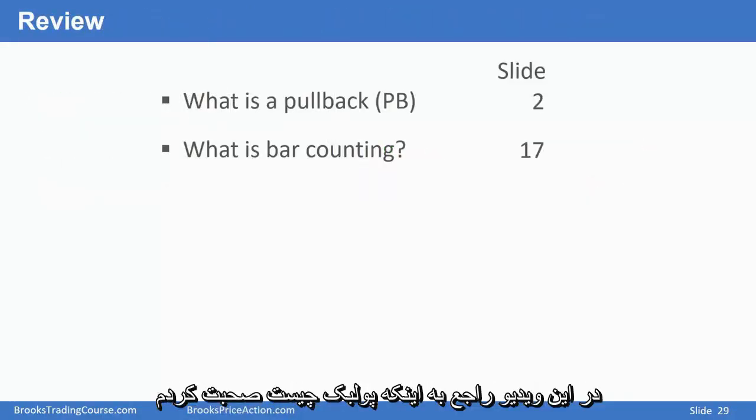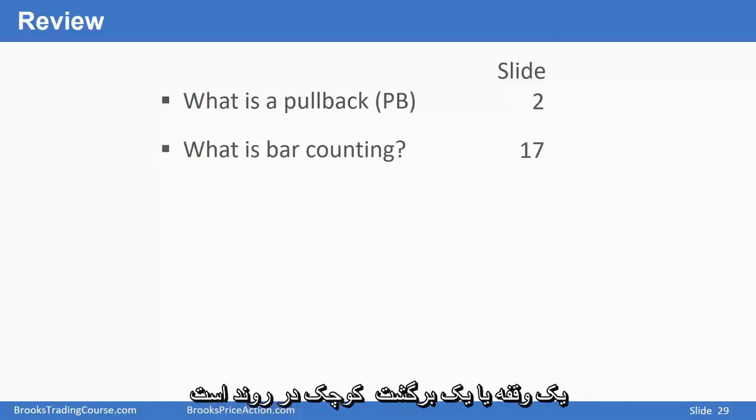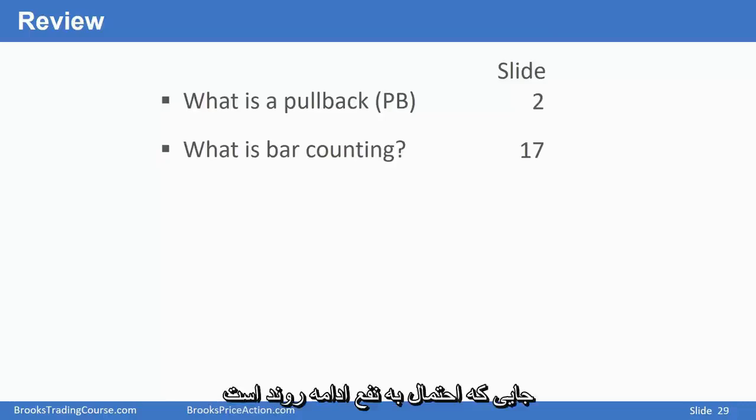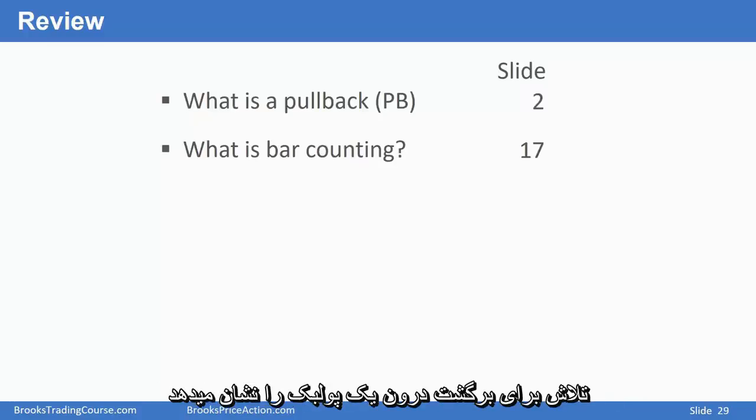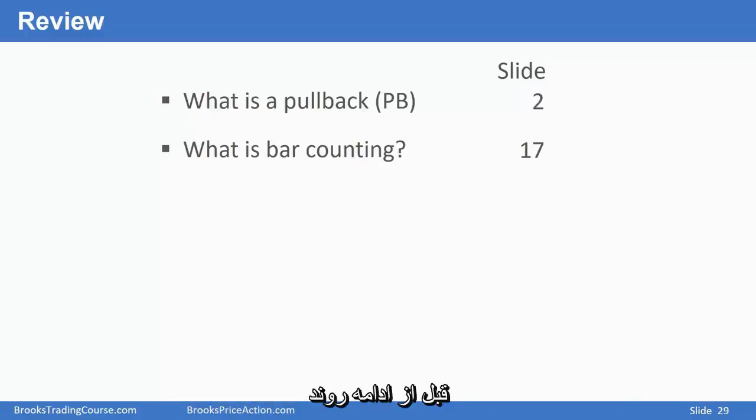In this video, I talked about what a pullback is. It's a pause or a minor reversal in a trend where the probability is the trend will resume. I also talked about bar counting, which is the number of times within a pullback that the market tries to reverse before the trend resumes.